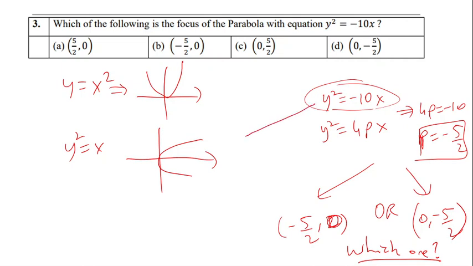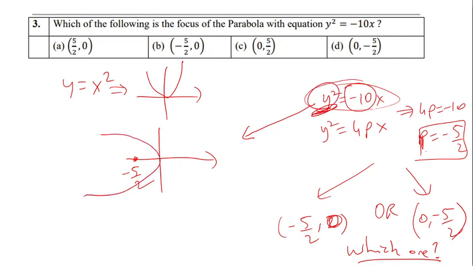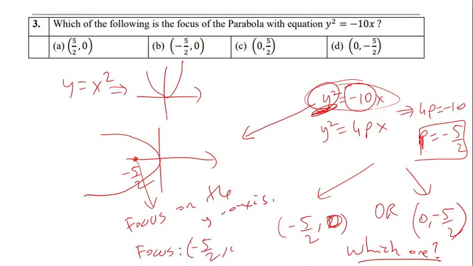So when you see y squared, it has to be something like this, but since it's minus here, minus 10, p is minus 5 over 2, you can say the focus is here. If it is minus here and if it's y squared, you have this one all the time. Now, what is the focus then? The focus has to be on the y-axis. What is the focus then? Minus 5 over 2, 0.